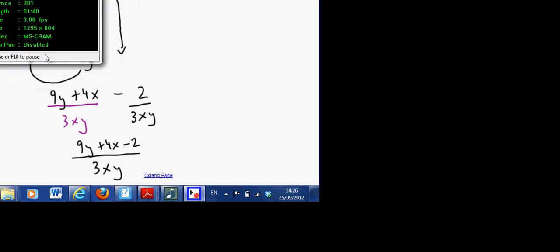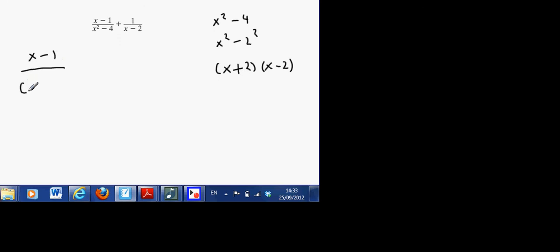Okay. Has anybody spotted the difference of 2 squares in this question? There's an x squared minus 4 in this question, and the x squared minus 4 turns into x squared minus 2 squared, which is x plus 2, x minus 2. Okay, now once this is done, we're going to rewrite the question as x plus 2, x minus 2, plus 1 over x minus 2.